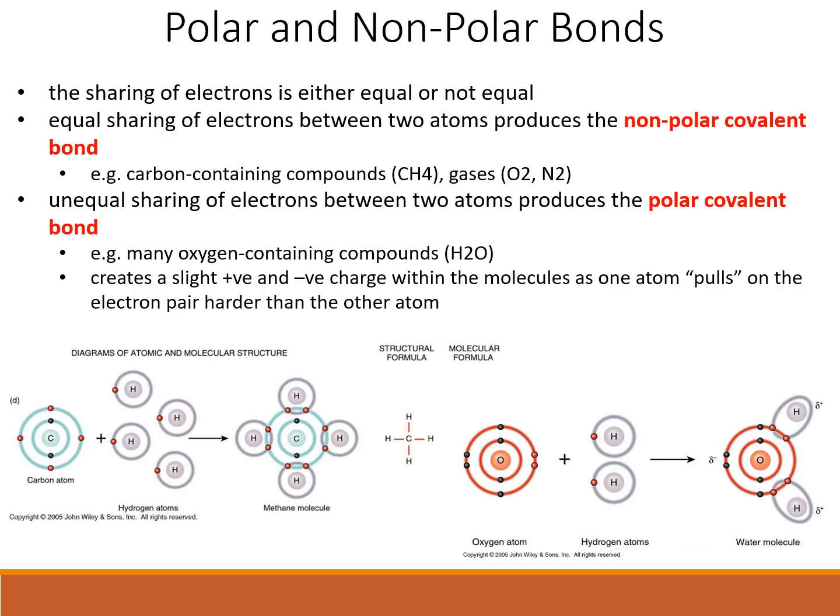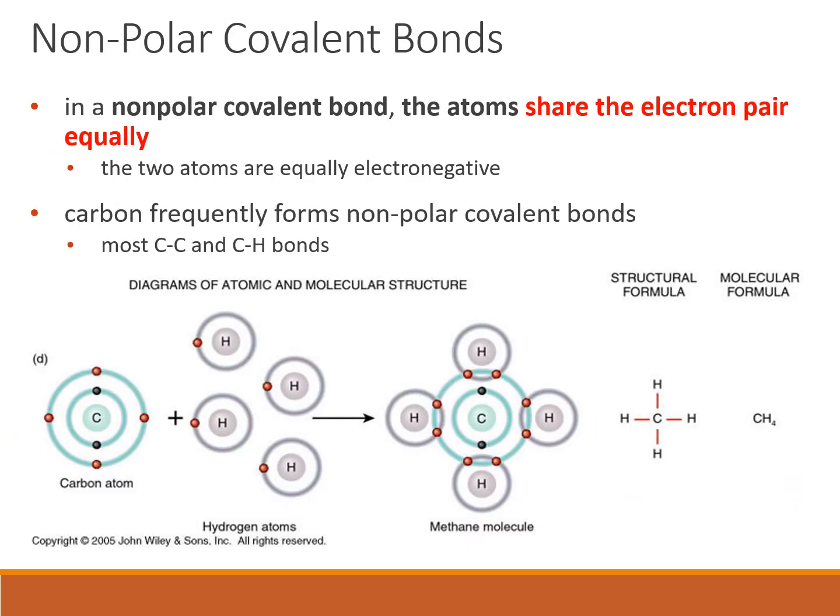Let's take a look at the nonpolar and polar covalent bond a little bit more closely. In a nonpolar covalent bond, the atoms are going to share their electrons equally. This is because the 2 atoms are equally electronegative, so they pull equally on those electrons. Carbon is an excellent example of an atom that will form nonpolar covalent bonds. Particularly, it will form nonpolar covalent bonds with other carbon atoms or with hydrogen atoms.